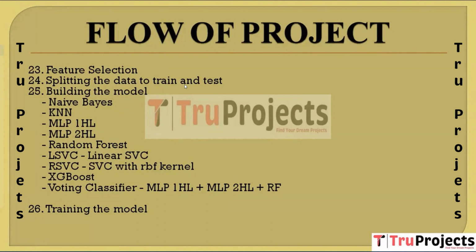Splitting the data into train and test. Just like before, divide the dataset into a training set and a testing set. The training set is used to train the machine learning models, while the testing set is used to evaluate how well the models generalize to unseen data.